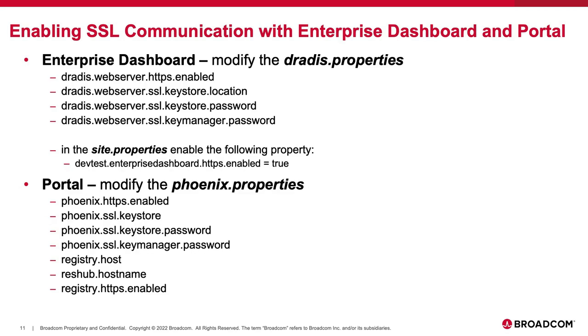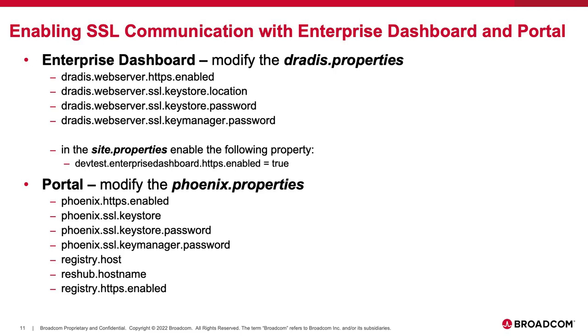For Enterprise Dashboard and Portal, we'll be going to two different property files. For the Enterprise Dashboard, we'll be going to greatest.properties and uncommenting the following lines. We'll also need to go to the site.properties and inform Service Virtualization that Enterprise Dashboard will be accessed via SSL by enabling this property to true.